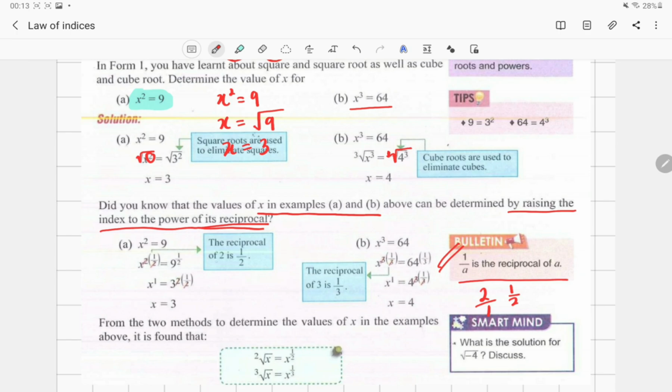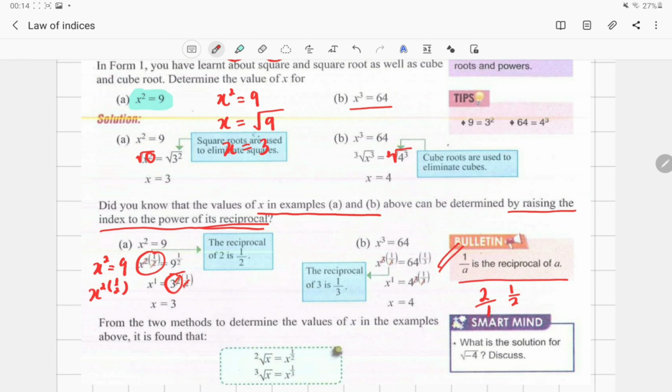Look at this example. x to the power of 2 equals 9. So x to the power of 2 times 1 over 2, because we want to simplify this one. Then we will get 9 to the power of 1 over 2. 9 can be written as 3 squared. Then we can simplify the power.